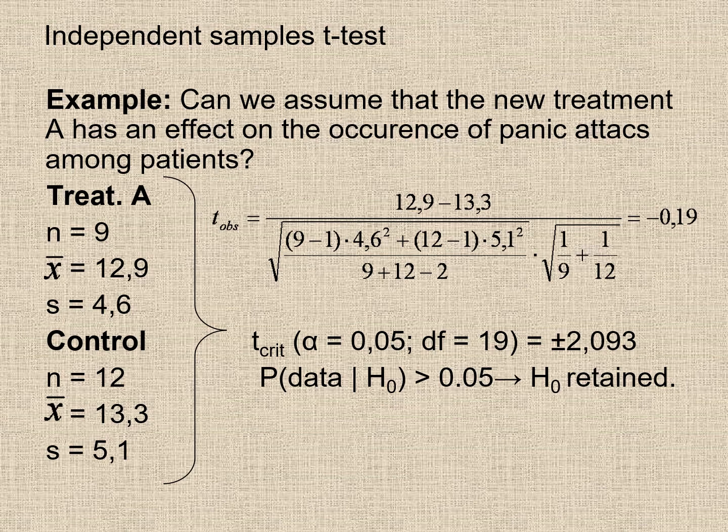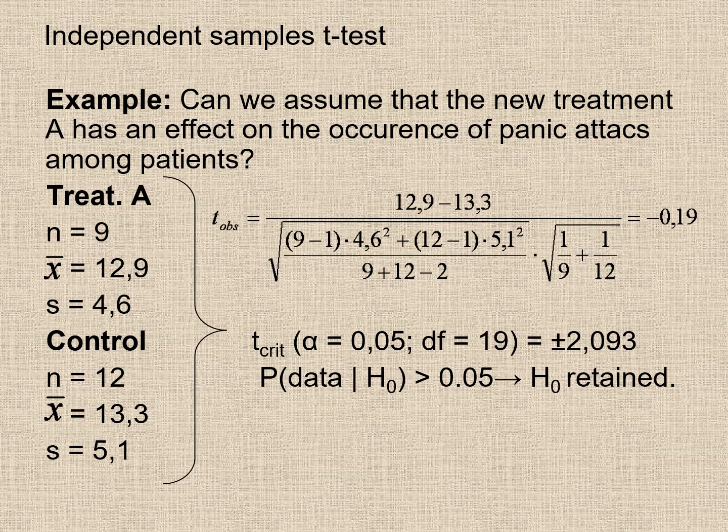In the treatment group, we receive a sample mean of 12.9 with a standard deviation of 4.6. And in the control group, we receive a sample mean of 13.3 with a standard deviation of 5.1. So now the question is, can we, based on this data, assume that this treatment has some kind of effect on the occurrence of panic attacks?